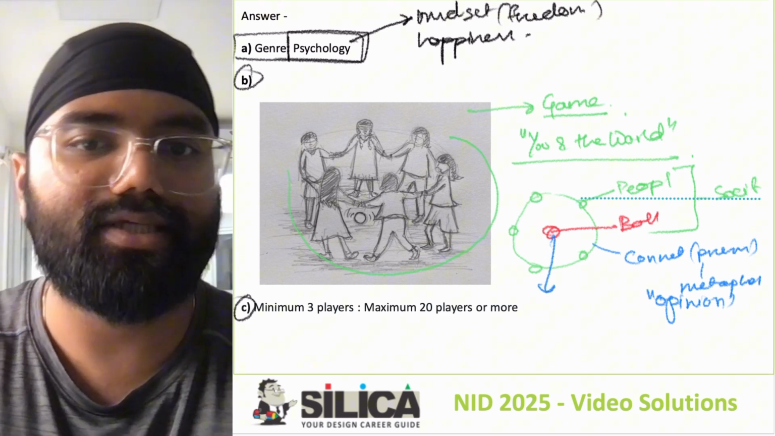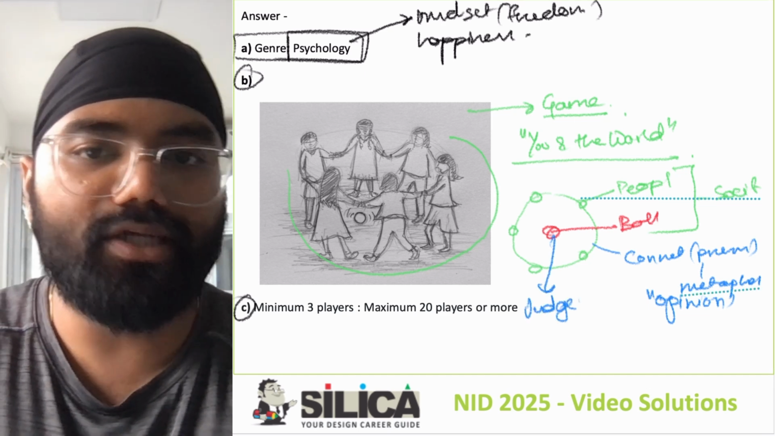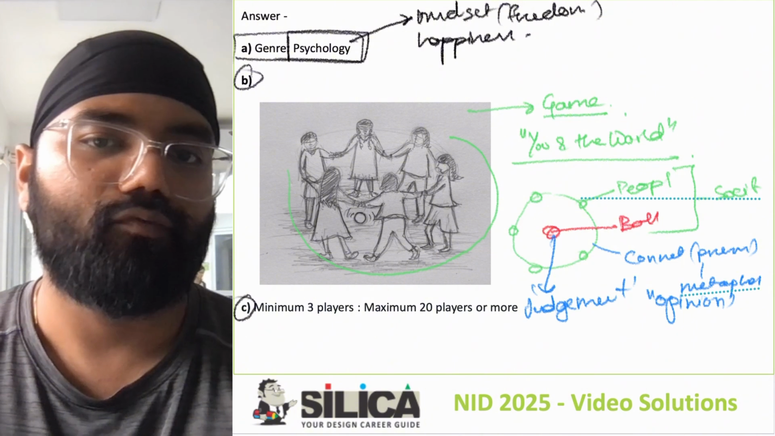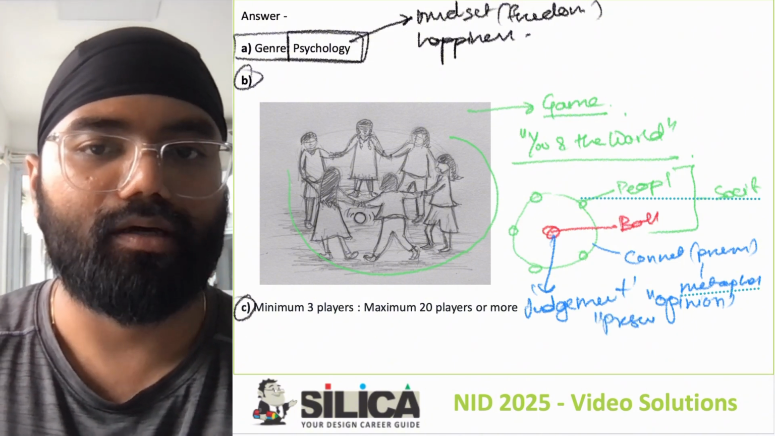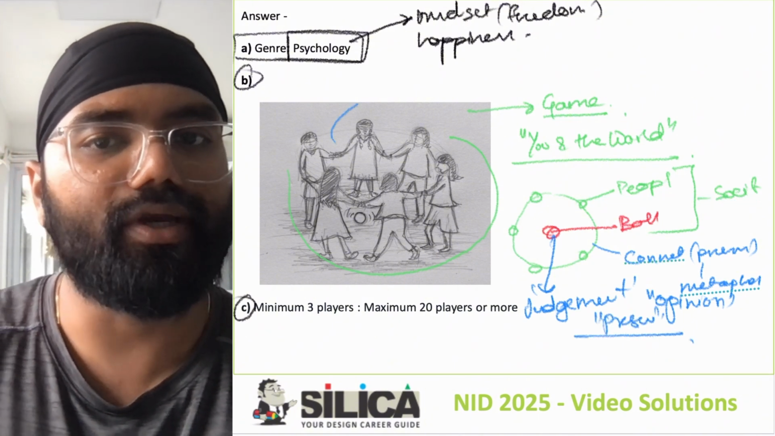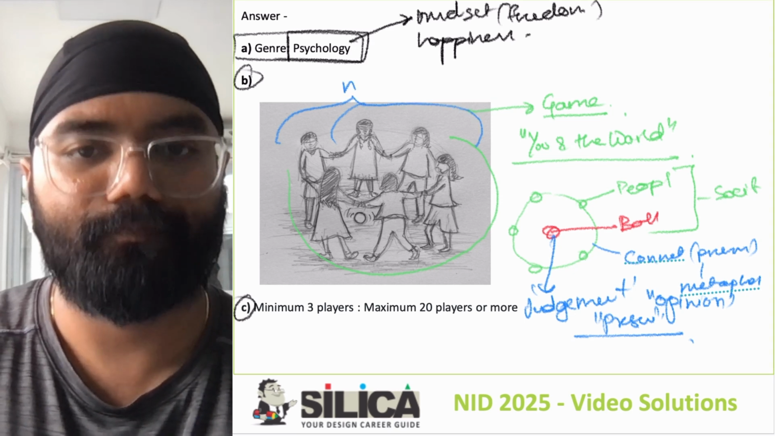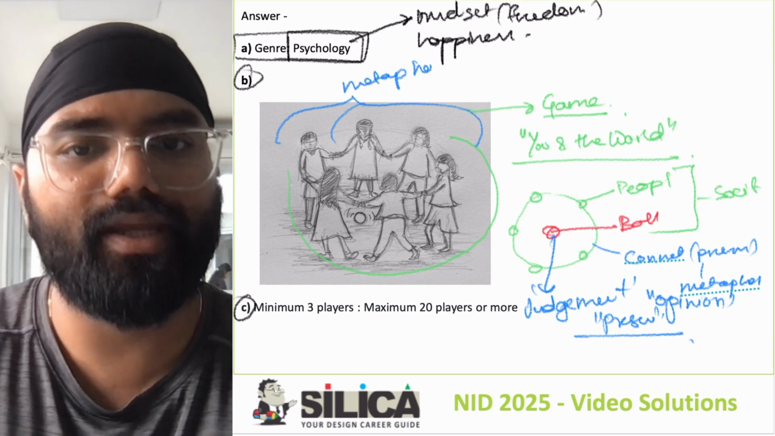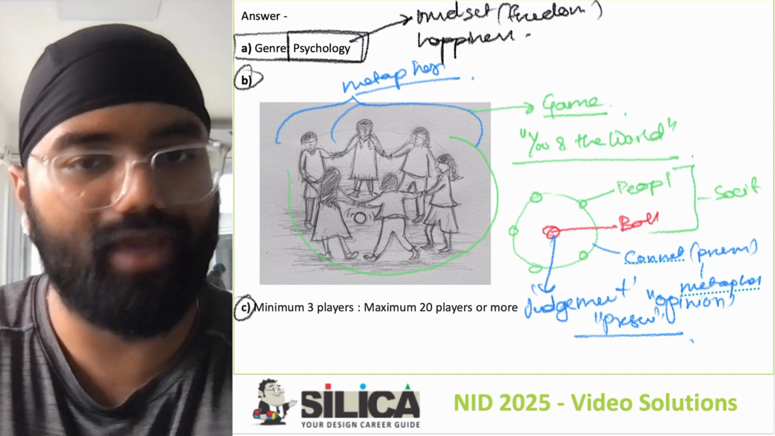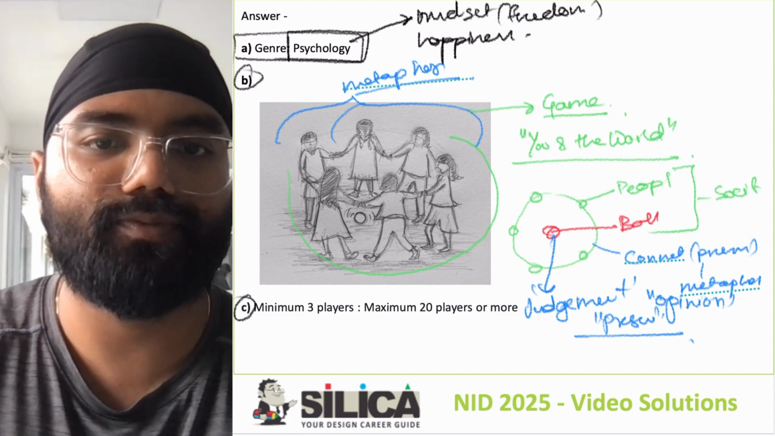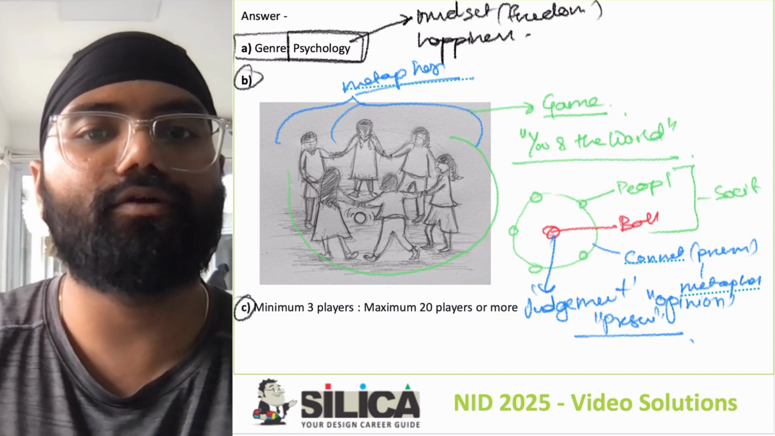And the ball represents a judgment or pressure being thrown around. Whatever psychology has been mentioned in that para, we have just tried to put metaphorically throughout this very simple positioning of characters with the elements and props all connected to each other.